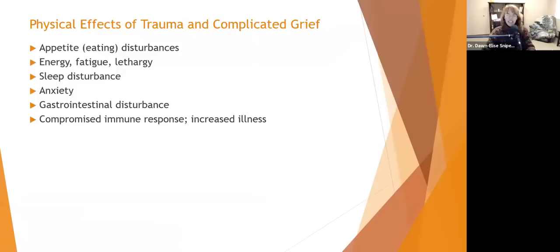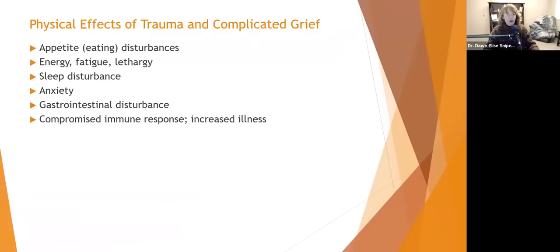Physical effects, and these are true for trauma and complicated grief. It doesn't really matter. Appetite and eating disturbances, energy, fatigue, lethargy, sleep disturbance, anxiety, GI disturbance, and compromised immune response. Almost all of these are the result of ongoing stress for the person.